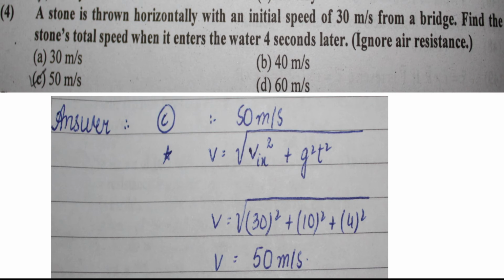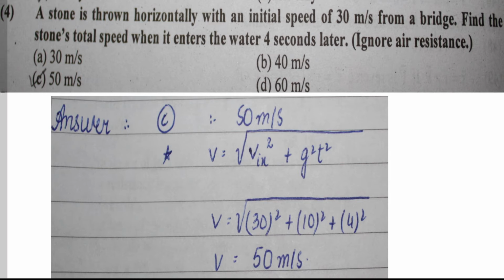Next is, a stone is thrown horizontally with an initial speed of 30 meters per second from a bridge. Find the stone's total speed when it enters the water 4 seconds later, and you have to ignore the air resistance as it's clearly mentioned inside the brackets. We are going to use the formula v equals the square root of v ix squared plus g squared t squared. V is the velocity, g is the gravity, and t is the time. After putting the values, you're going to get the final answer, option C, that is 50 meters per second.